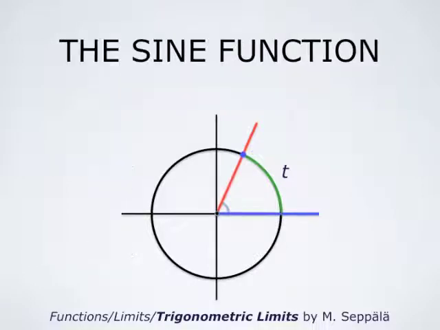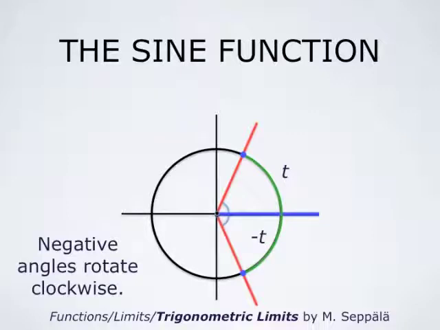Now we have considered positive angles t. A negative angle is formed when the half line turns clockwise. So the negative angle of size minus t is indicated here in this picture, and sine and cosine for minus t are the y and x coordinates of the blue dot below the x-axis. Now this blue dot below the x-axis is a reflection of the blue dot above the x-axis in the x-axis.